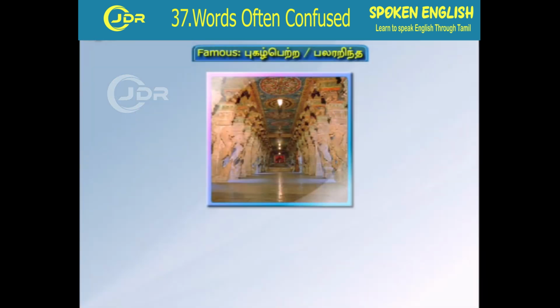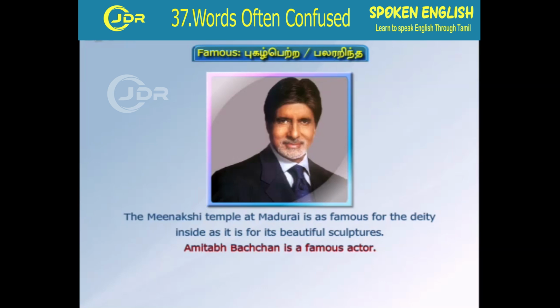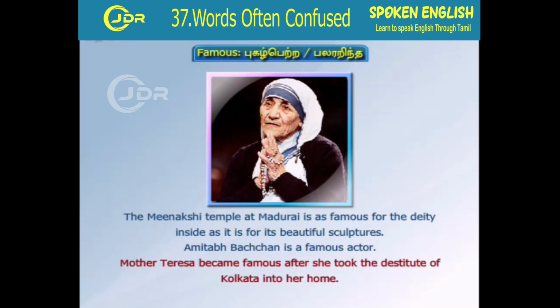Famous, புகழ் பெற்ற, பலர் அறிந்த. The Meenakshi temple at Madurai is as famous for the deity inside as it is for its beautiful sculptures. Amitabh Bachchan is a famous actor. Mother Teresa became famous after she took the destitute of Kolkata into her home.